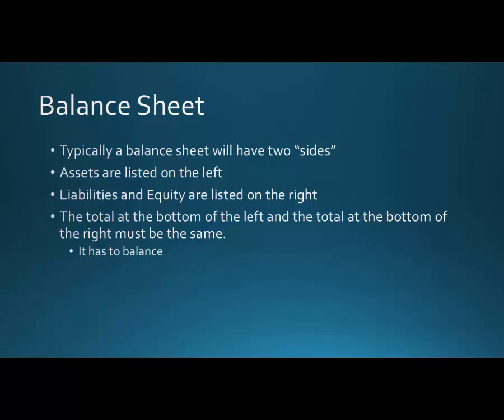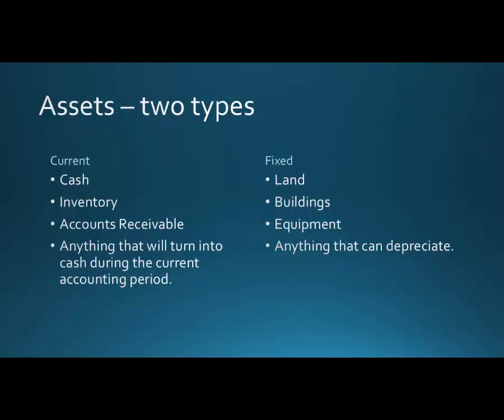All right, let's take a look at assets and talk about them in greater detail. There are two main types of assets we're going to see on balance sheets. Sometimes we might see it broken down into a third category, but typically we see two. Current assets and fixed assets. A current asset is anything you're going to turn into cash during the current accounting period. So stuff you deliberately intend on turning into cash are going to be your current assets. And cash, by the way, is a current asset.